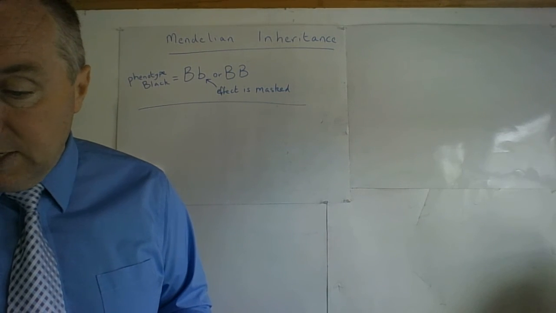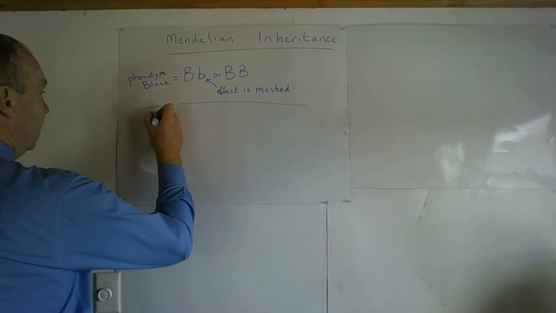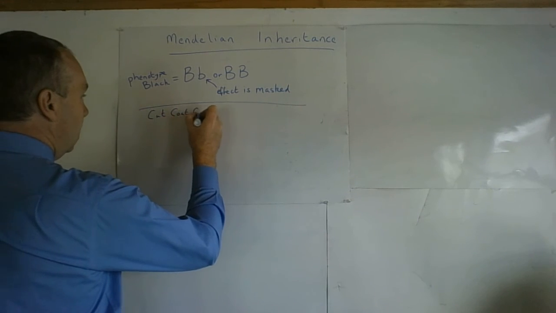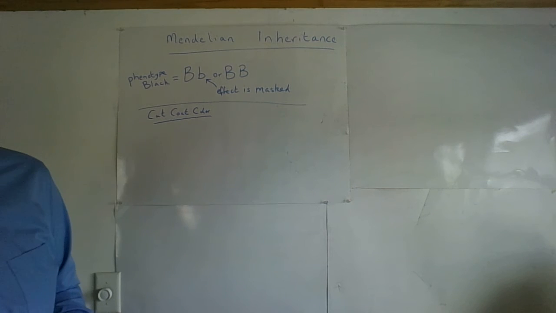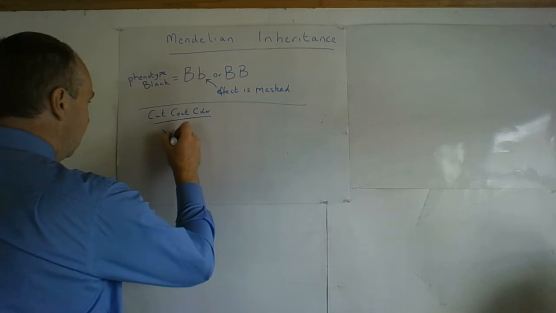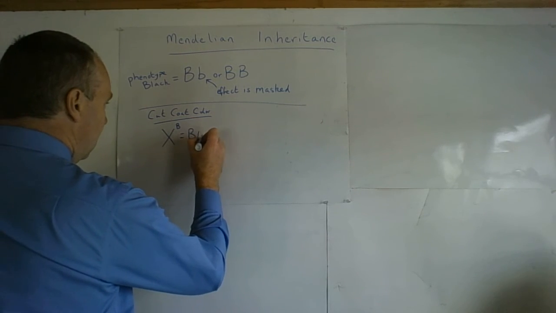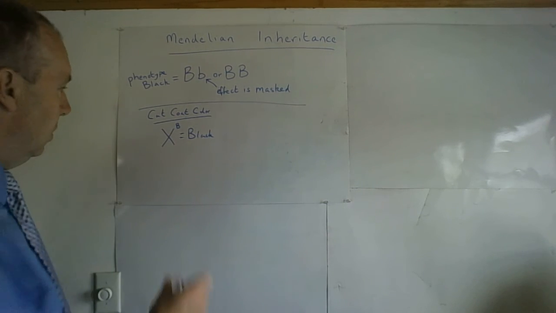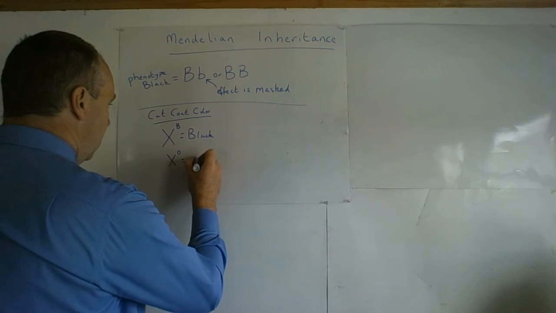So let's say coat color in cats, cat coat color, and let's say we have XB is black and XO is orange.